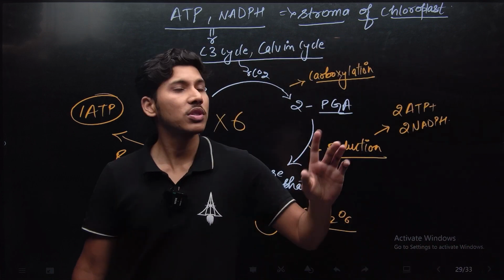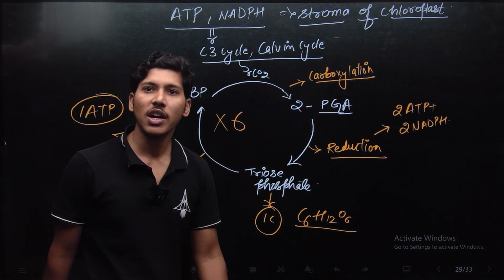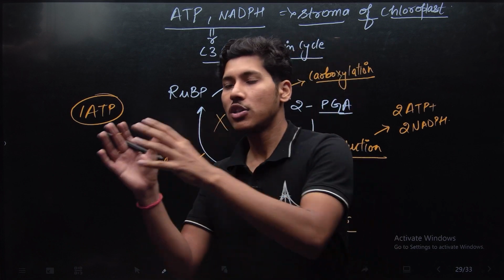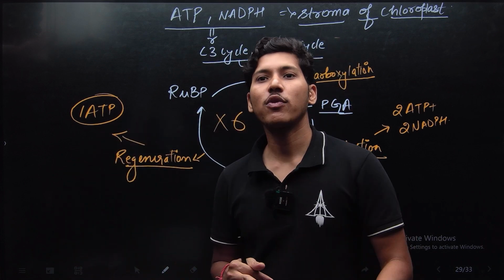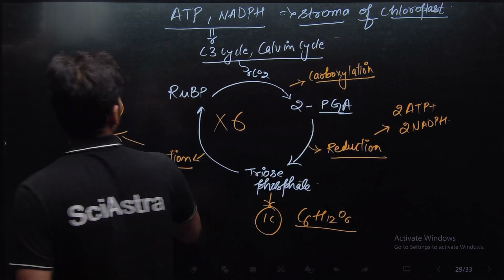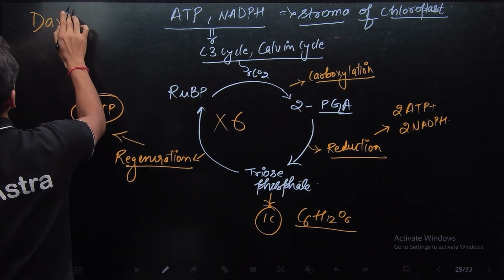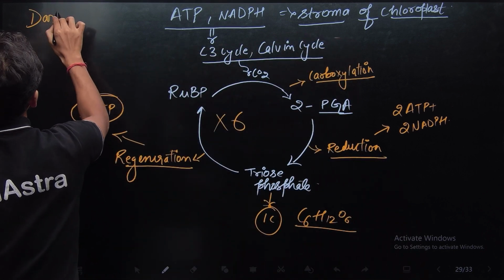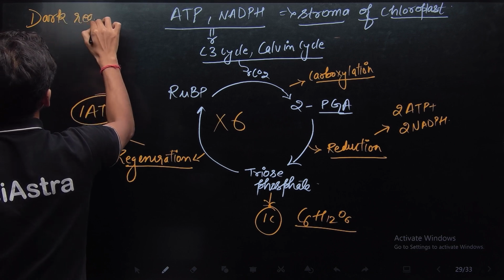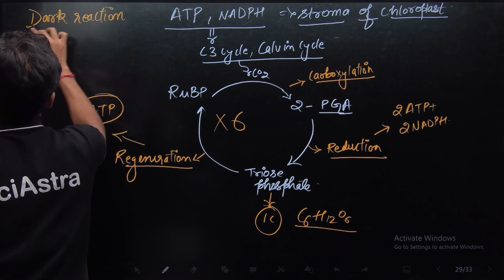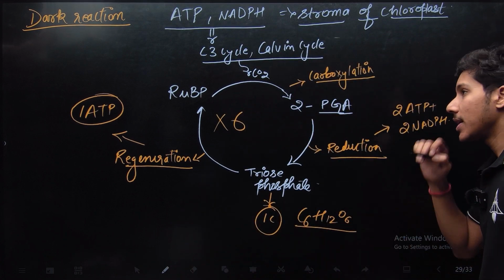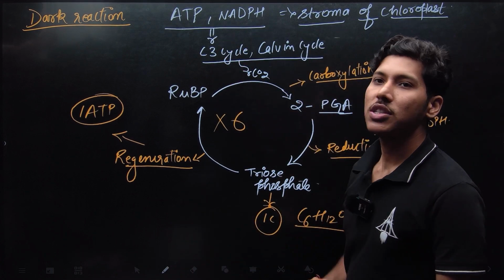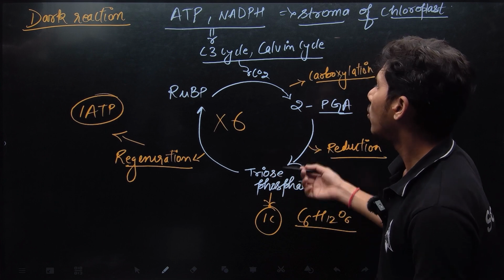Now we have produced ATP as well as NADPH, which are transferred to the stroma of the chloroplast, because in the stroma of the chloroplast, what is going to happen? Dark reaction. The dark reaction occurs in the stroma of the chloroplast, in which ATP and NADPH are used and glucose is produced.